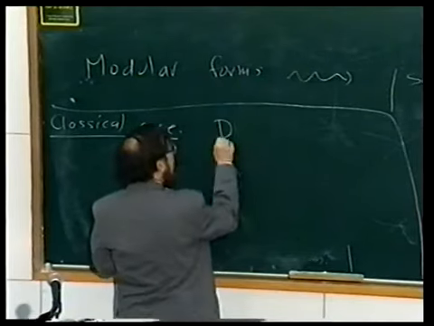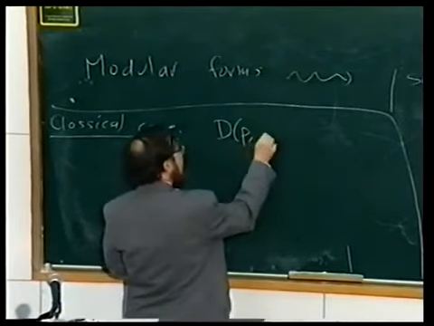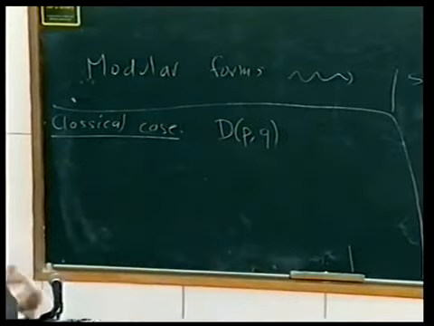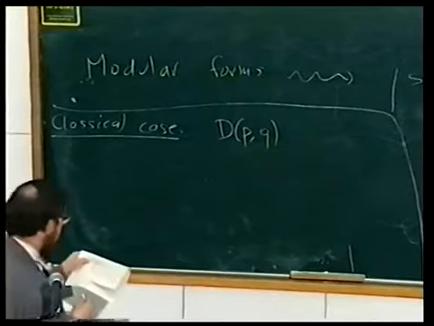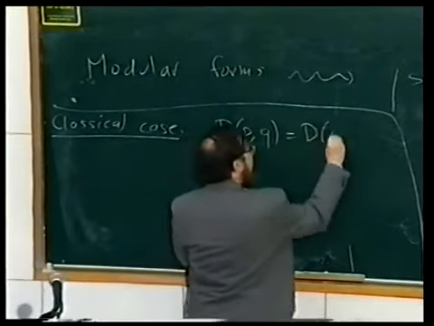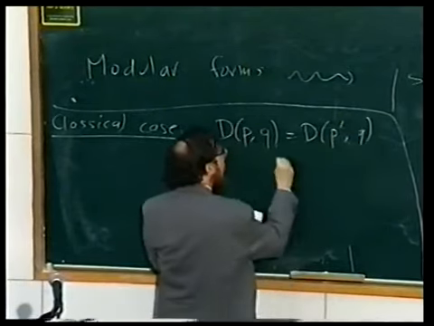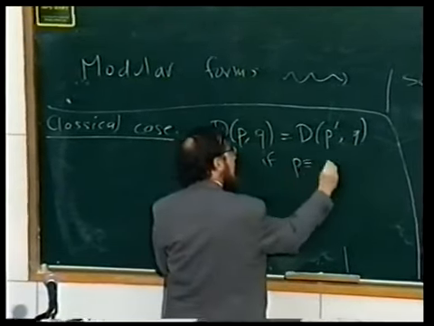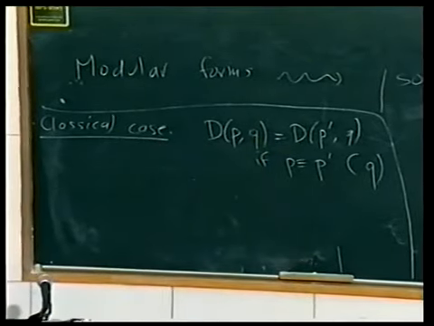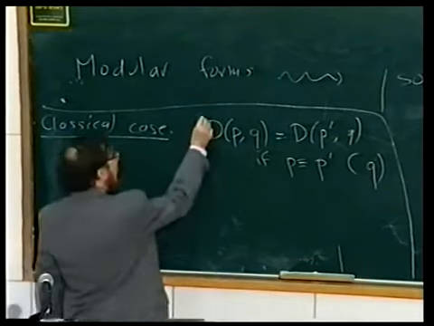The Dedekind sum, the classical one, is a function of two variables which satisfy certain identities. It's a function of p and q, and it's periodic in p with period q. So if you fix q, it's a periodic function of period q. So if p is congruent to p prime modulo q, where this q is simply a positive integer, then D of p, q is the same. All right, that's the first property.